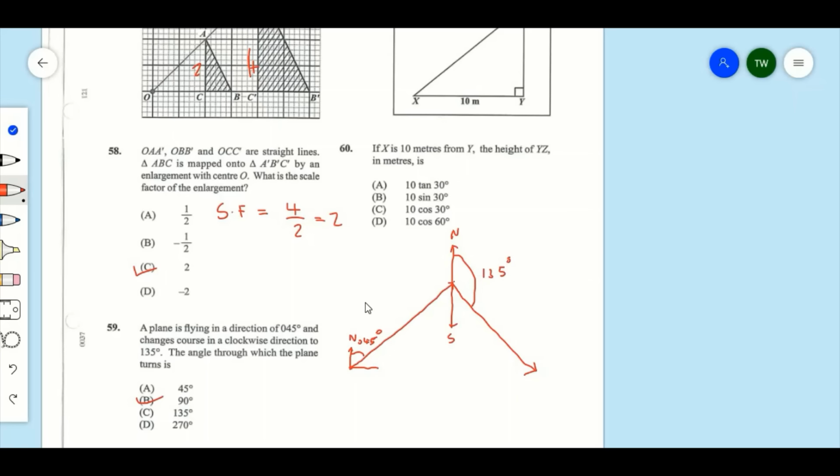Now what we want to do is determine the angle that allowed the plane to change direction. So remember that the plane was already traveling 45 degrees and now it reaches 135 degrees. So it's going to be the difference, 135 minus 45. That's going to give us 90 degrees. Alright?